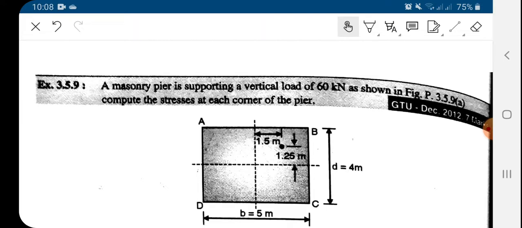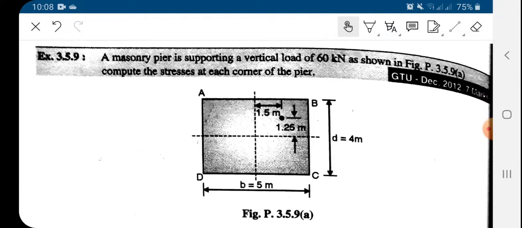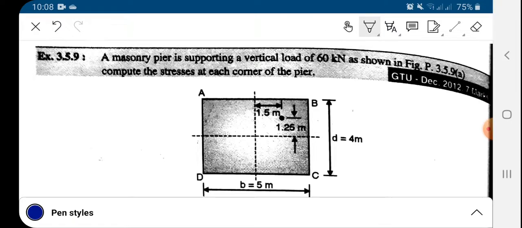So let's start. The first example is a masonry pier that is supporting a vertical load of 60 kilonewton as shown in the figure. We have to compute the stresses at each corner of this pier. There are basically four corners A, B, C and D. We have to find the stresses at these four corners of this column. The load P is acting at an eccentricity.